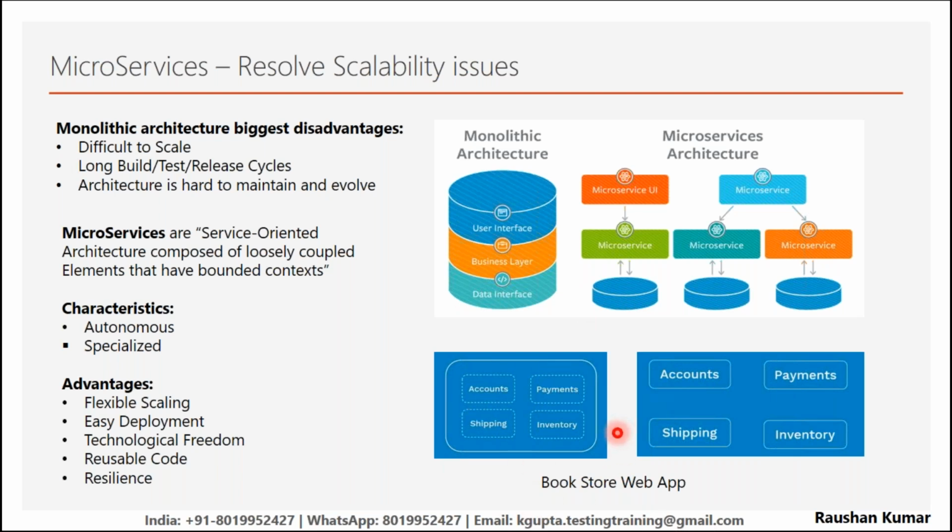This is one of the examples I put. Suppose you are developing a bookstore app where we have modules for accounts, payment, inventory, and shipping. If you select a monolithic architecture and something goes wrong with accounts, your entire application goes down, because it's tightly coupled. In microservices it's loosely coupled, so if something goes wrong with accounts, your shipping, inventory, and payments are still up. That's the main advantage of the microservice architecture. So architecture designing is very important.